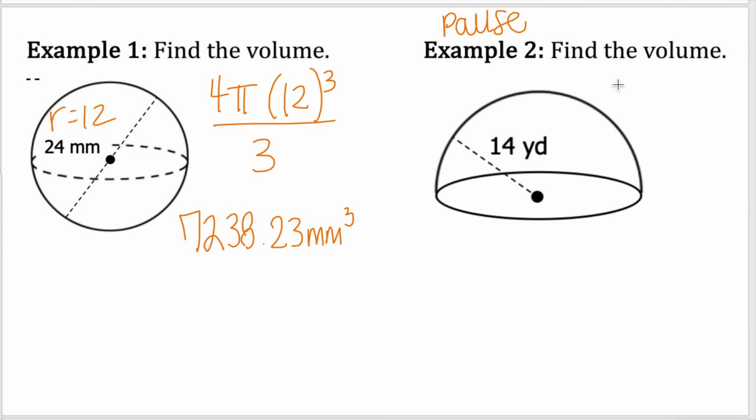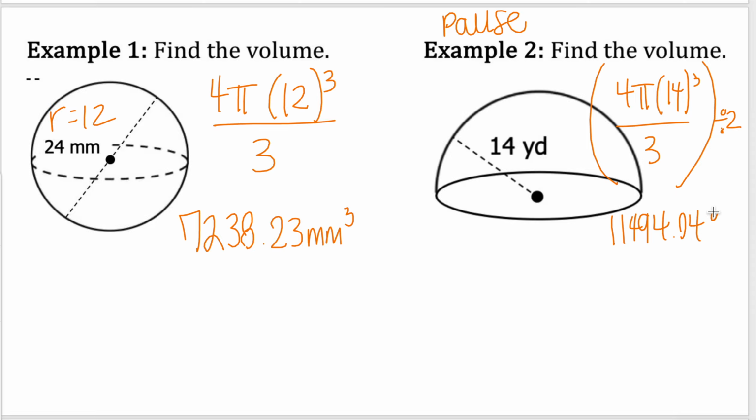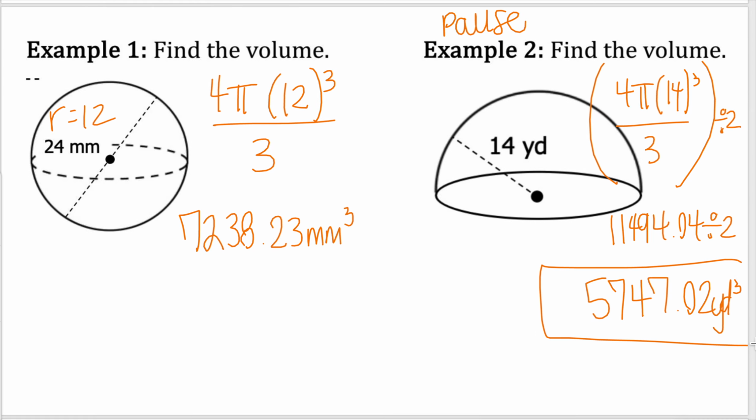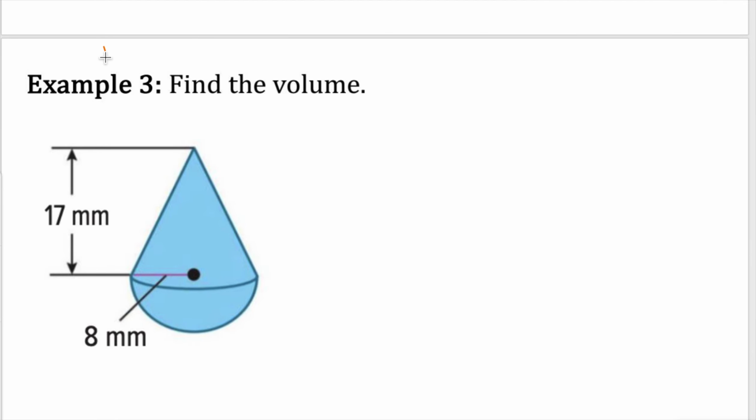So still start off the same way here, 4 times pi times 14 cubed divided by 3, but because this entire thing is a hemisphere, we're going to divide our entire answer by 2. So 4 times pi times 14 cubed divided by 3 gives us 11,494.04, but when we cut that in half for our hemisphere, we're getting 5,747.02 cubic yards. Okay? Last example here in our notes, finding the volume. Go ahead and pause here, try this question, and when you're ready to check it, go ahead and click play.